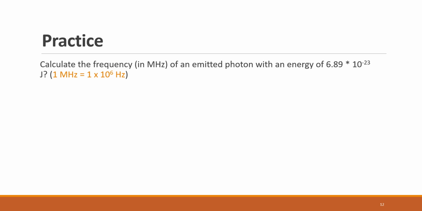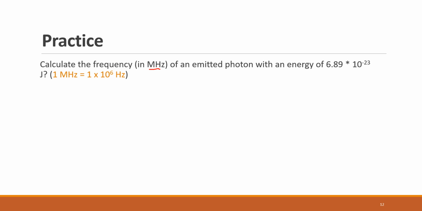Let's try a practice problem with the new equation. So we're going to calculate frequency, and they want the answer in megahertz. So whenever we use one of these equations, we've learned if we calculate frequency, the units on it are going to come out in hertz. So our final step will be to convert it into megahertz, since that's what our final answer needs to be in. So the frequency of an emitted photon, and they're giving us the energy of that photon. The energy being 6.89 times 10 to the negative 23 joules.